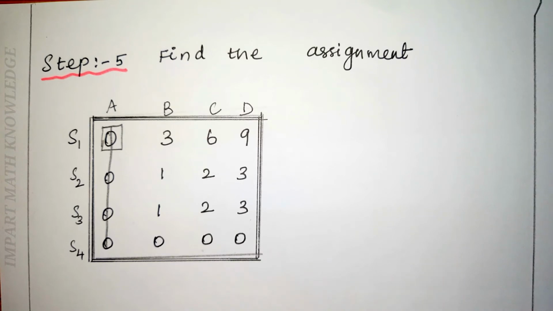Once you complete row scanning, you have to check whether all zeros are covered or not. Here some zeros are not covered, so we have to go for column scanning. In the column scanning, you check the first column. The first column is cancelled already. In the second column you have only one 0, so you put a square. Once you put a square, you have to draw a horizontal line passing through the 0.